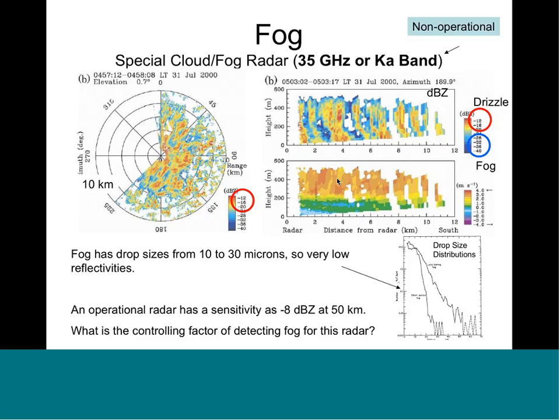In this case, this is a radar from Japan. It's a special radar, not an operational radar. Your radars are S-band, which is 10 centimeter wavelengths, C-band, which is 5, X-band, which is 3. This is a 1 centimeter wavelength radar, specially designed to measure fog. So look at the distances. This is only 10 kilometers from the radar, from edge to edge.